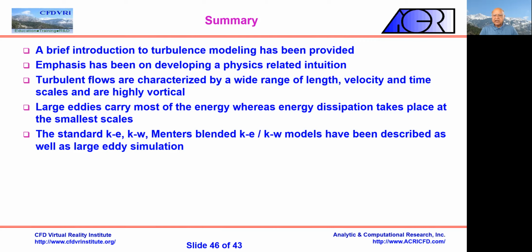Turbulent flows are characterized by a wide range of length, velocity, and time scales. They're highly vortical, they're highly stochastic, and they have length scales going all the way from the smallest scale, which would be the Kolmogorov scale, to well above, the scale of the equipment or some fraction of that. These are the large eddies that carry most of the energy, okay? And the smallest eddies are where it is dissipated.